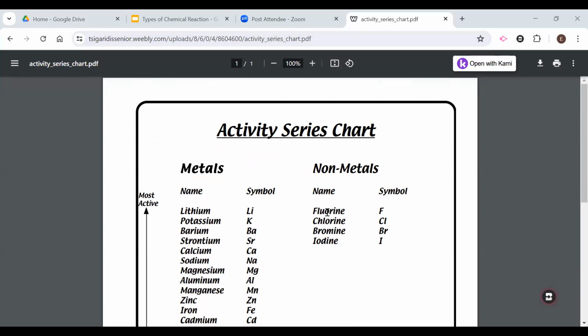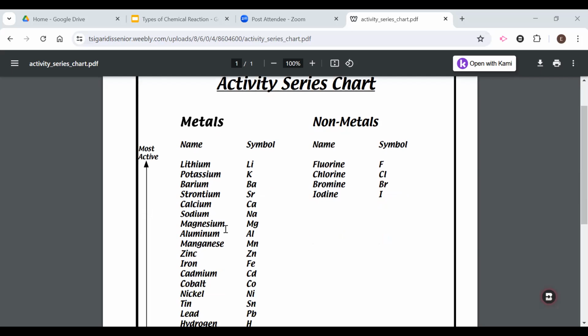In order of reactivity, fluorine being the most reactive, iodine the least reactive. These are the halogens, okay? Halogens. Now, what does this tell us? This is used only when we want to talk about single replacement.